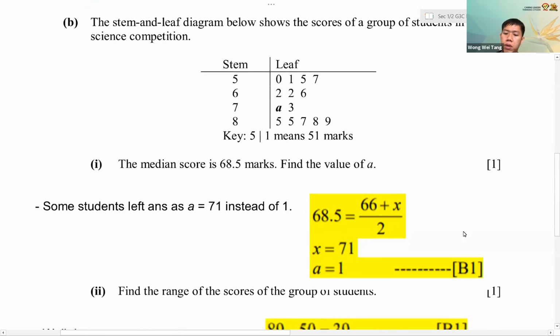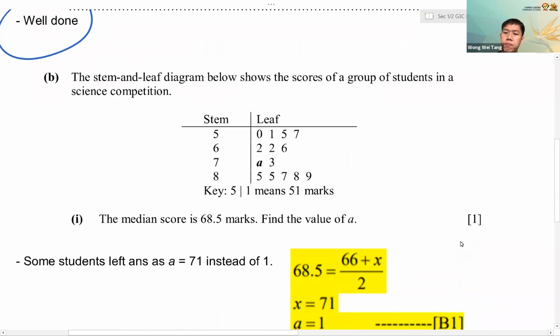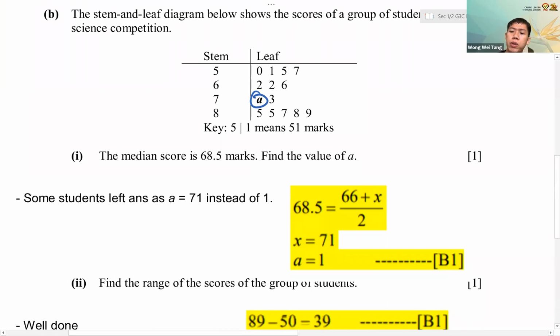Okay, now in part B, I remember this was tested in your WA. To find the value of A, because it is a stem and leaf diagram, generally students don't have problems identifying that the unknown mark is 71. Now, if the mark is 71, the value of A is only the ones place, which is just the 1.